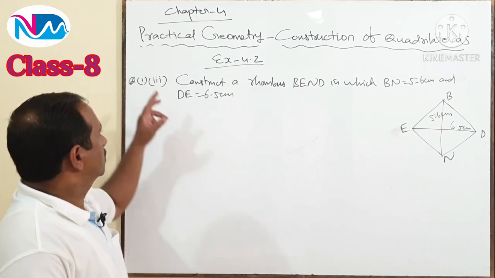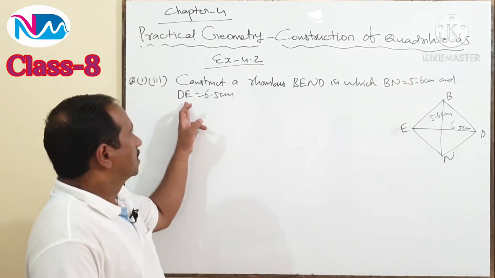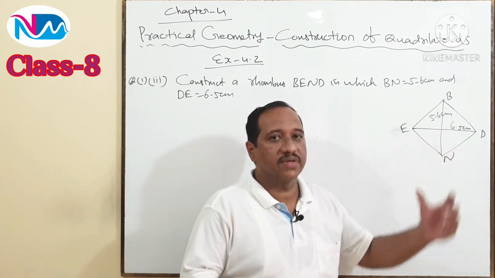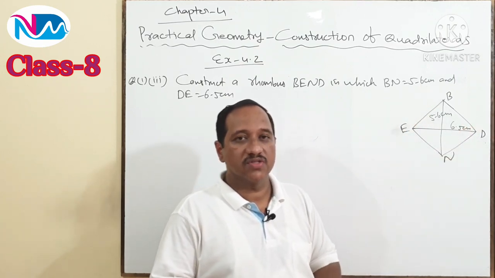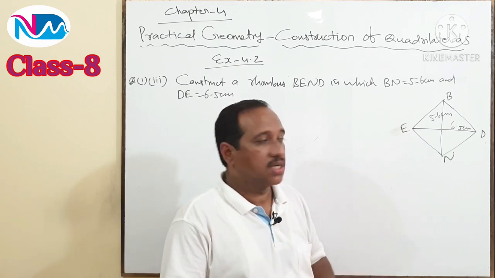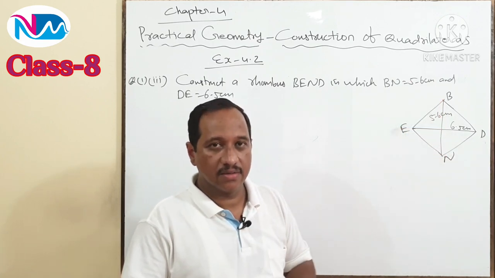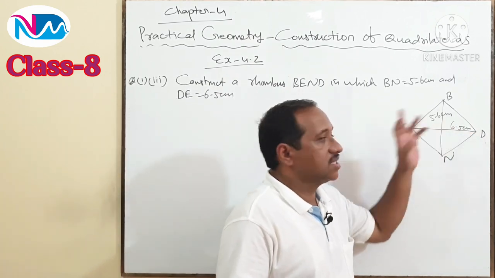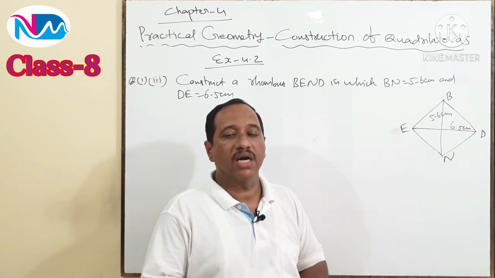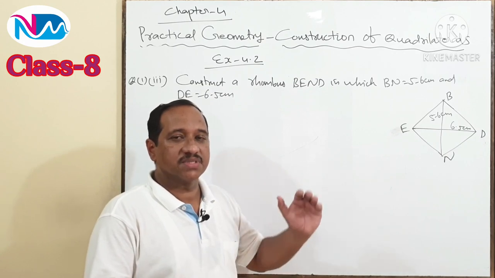The third question of exercise 4.2 is to construct a rhombus BEND in which BN is equal to 5.6 cm and DE is equal to 6.5 cm. My dear students, based on the measurements, I have drawn a rough figure of the rhombus. Here you can see that no side of the rhombus is given. A rhombus is a parallelogram in which all sides are equal, but we are given no sides. BN is given as 5.6 cm, which is a diagonal. DE is equal to 6.5 cm, that is also a diagonal. So we are given two diagonals of the rhombus and we have to complete the construction. This is not a method of construction we have discussed so far. So this is an exceptional construction.